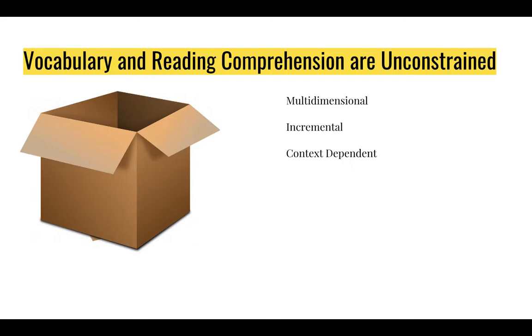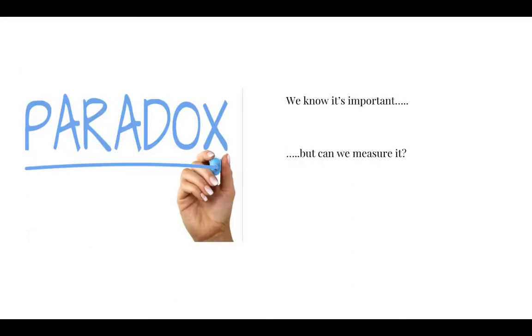However, vocabulary and reading comprehension are unconstrained. They're not as boxed in. They're multidimensional. We're going to talk about some of these terms later. They're incremental, they're context dependent, and all of that makes them a far more difficult skill to measure, and it probably is because there are many sub-skills working in both of those pillars. Okay, so we're in this paradox, because we know that vocabulary clearly is tied to comprehension.